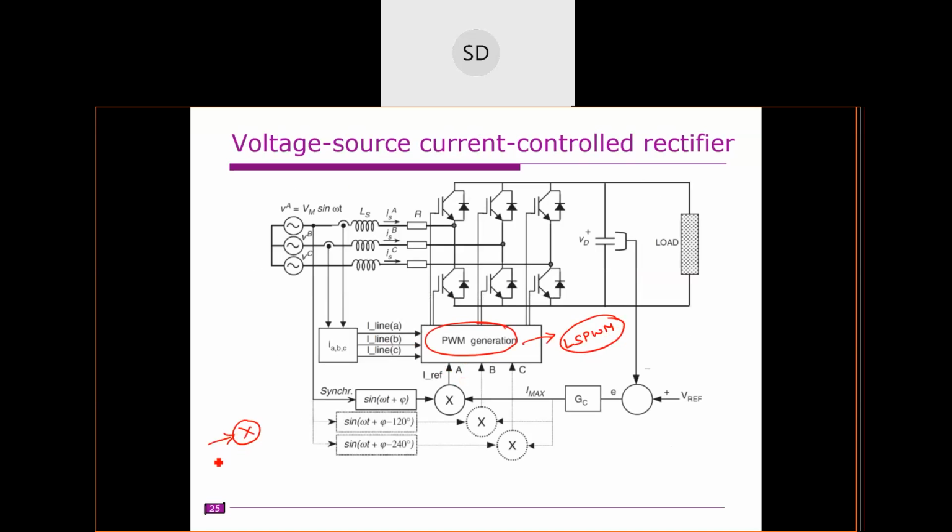We have this I reference, and this is I actual. This is I reference and this I actual is plus minus, and you give this to a PI controller. The output of this PI controller will generate the modulating signal for this level shifted PWM technique.